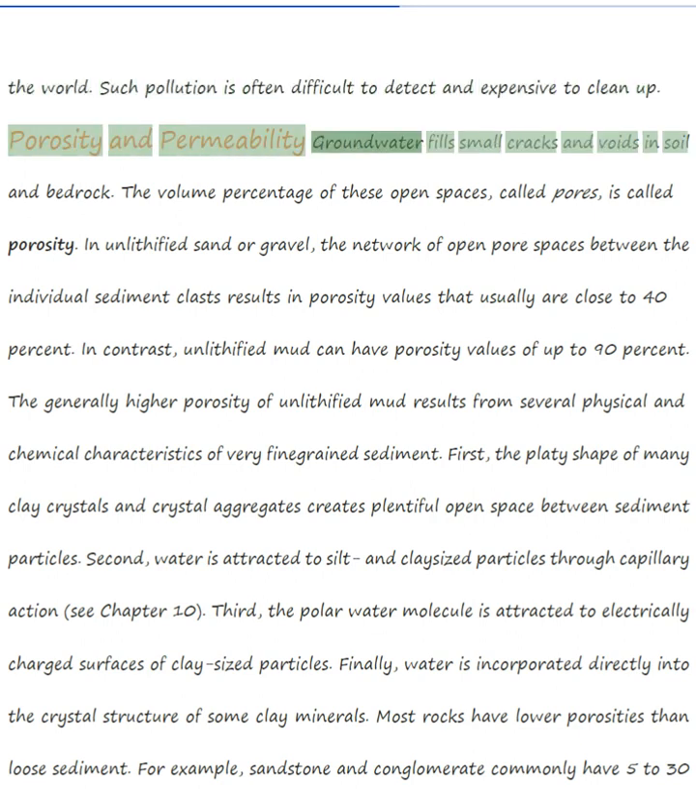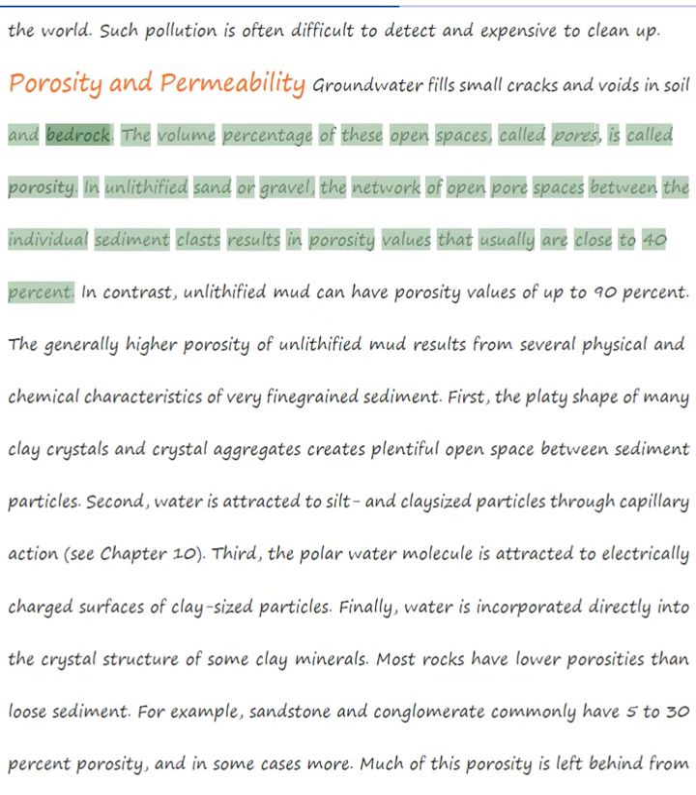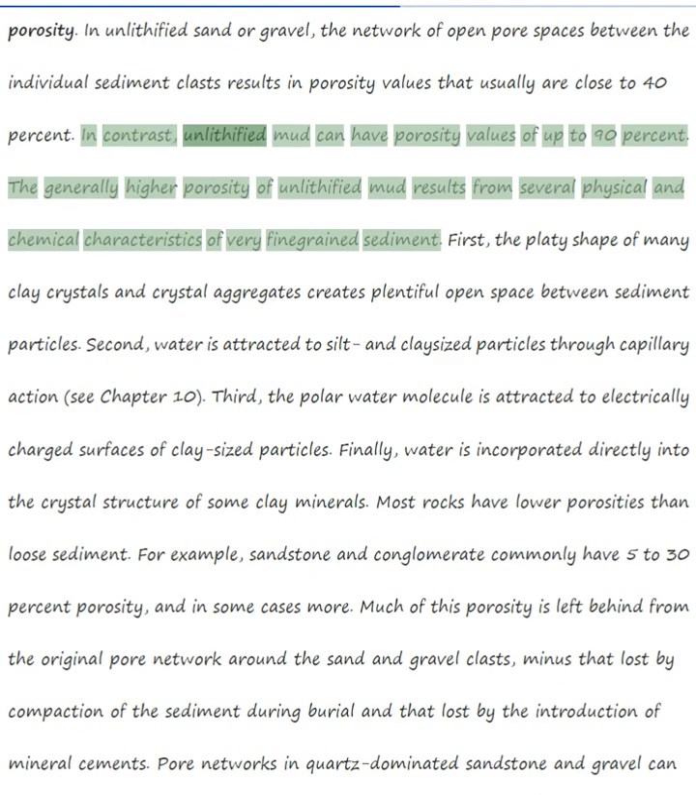Porosity and permeability. Groundwater fills small cracks and voids in soil and bedrock. The volume percentage of these open spaces, called pores, is called porosity. In unlithified sand or gravel, the network of open pore spaces between the individual sediment clasts results in porosity values that usually are close to 40%. In contrast, unlithified mud can have porosity values of up to 90%.